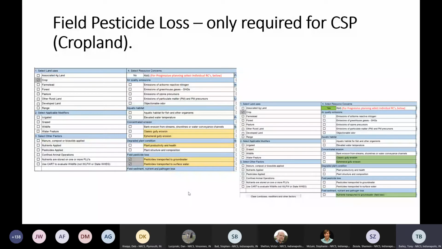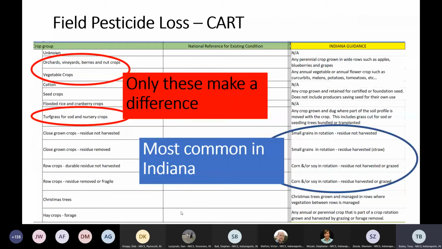For the most part, the field pesticide loss is only required for the cropland CSP, so we won't really need to be addressing that otherwise, but it does get pulled up under the CSP for cropland. When assessing for those pesticide losses, only the orchard or vegetable crops, turf grass, nursery, only those make a difference. We would have some of those in Indiana, but not as many. Those items circled down on the bottom right are more common in Indiana: small grains or corn and soy rotation, something like that. A few others might come into play here, but less likely.